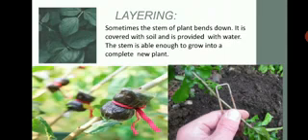Then the next mode is layering. Layering can be explained as development of roots on a stem while the stem is still attached to the parent plant. There is also a natural way: when the stem touches the ground, it produces adventitious roots. Sometimes the stem of the plant bends down and is covered with soil and provided with water. The stem is able to grow into a complete new plant.